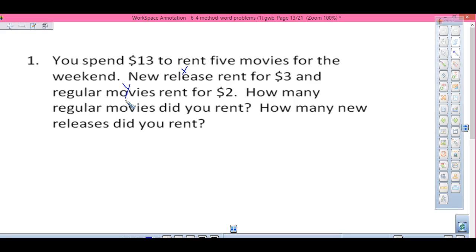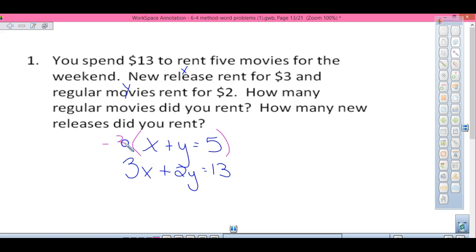So X plus Y equals how many movies did I rent? We rented 5 movies. Now how much do new releases cost? So 3x plus 2y equals how much did I spend? $13.